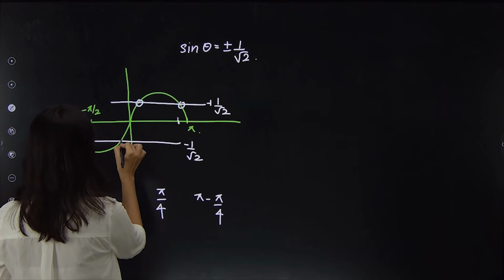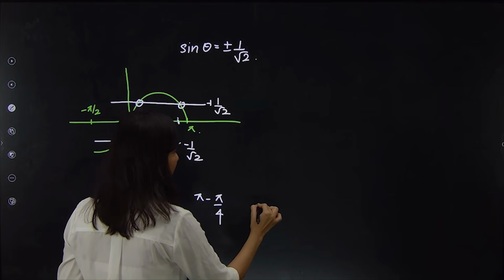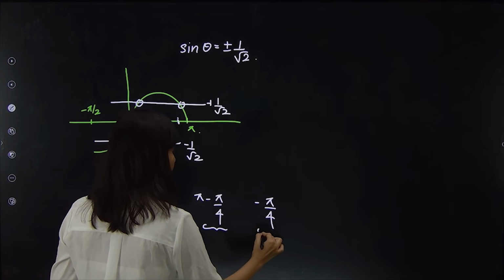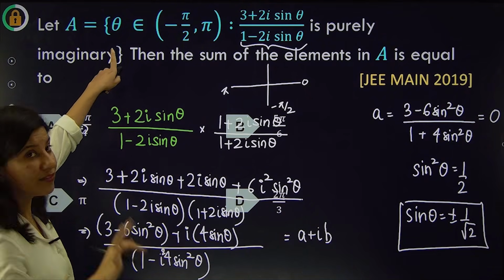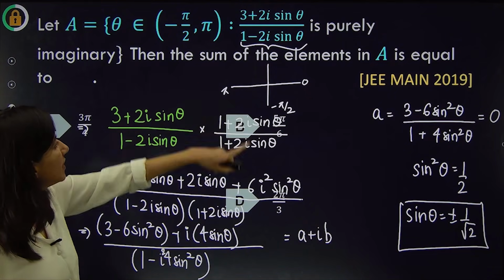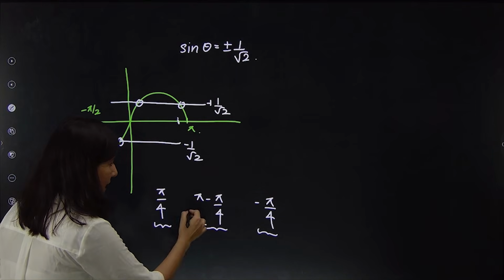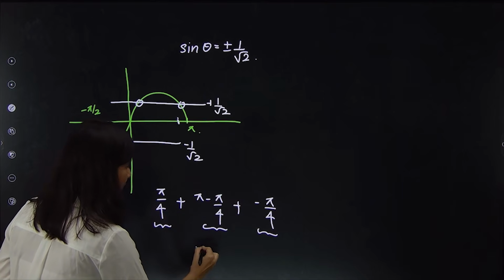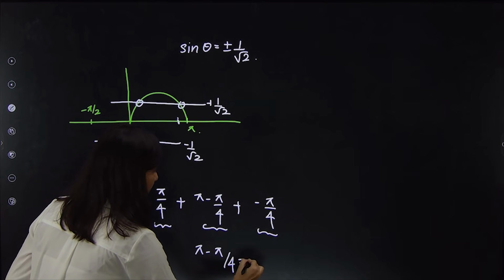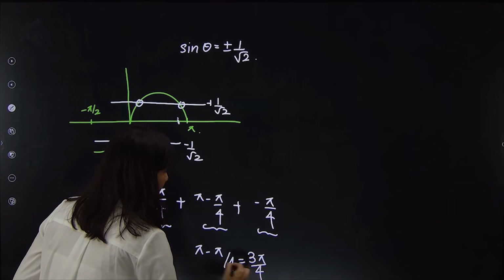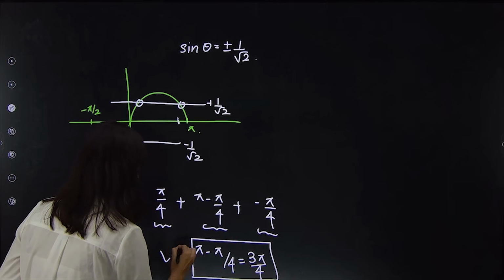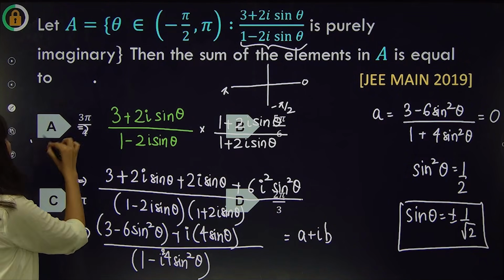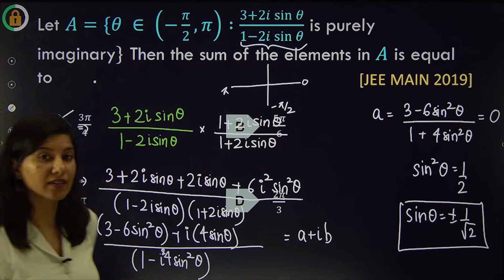Now this one is minus pi by 4 clearly. First angle, second angle, and third angle. So A will have 3 theta. Sum of the elements in A: if you add minus pi by 4, these two get cancelled out. Pi minus pi by 4 is the answer. So 3 pi by 4 is absolutely correct. Option A is absolutely correct.